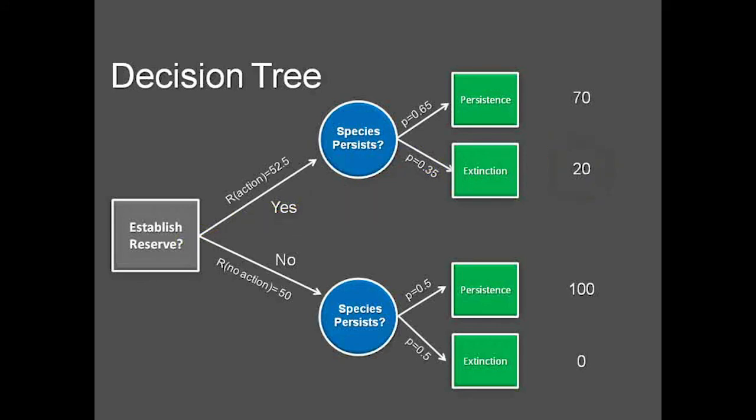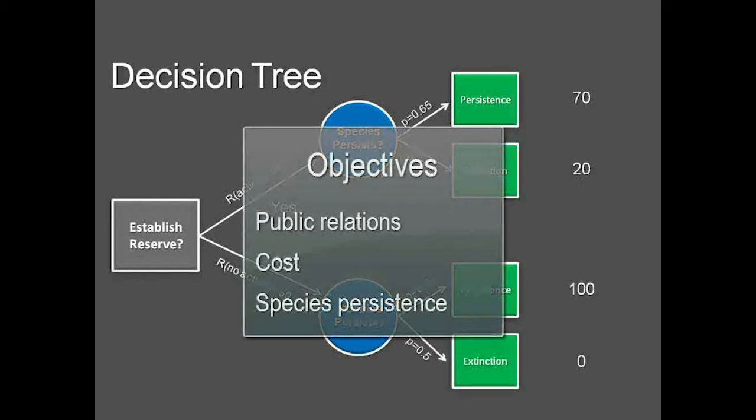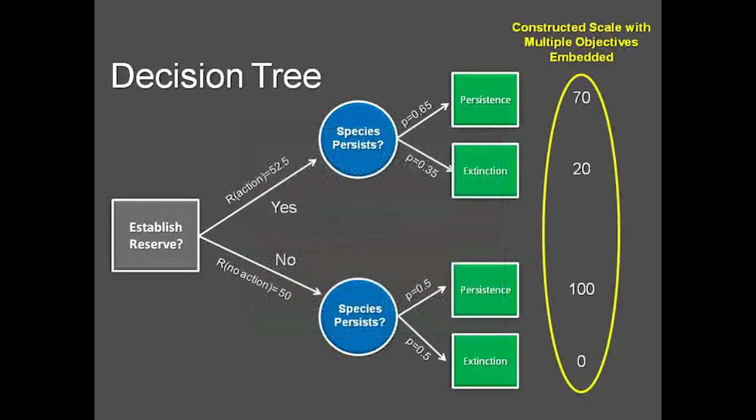So the different scores that you see on this decision tree are associated with 3 different objectives: public relations, cost, and species persistence. And we've combined these in creative ways to come up with one measure. And the way we would actually do this in practice is we would sit with a manager and we would say, which of these 4 outcomes is best to you and why? And then we would give that best outcome a score of 100. So in this case, that would be the situation where we don't establish the reserve and the species persists anyway.